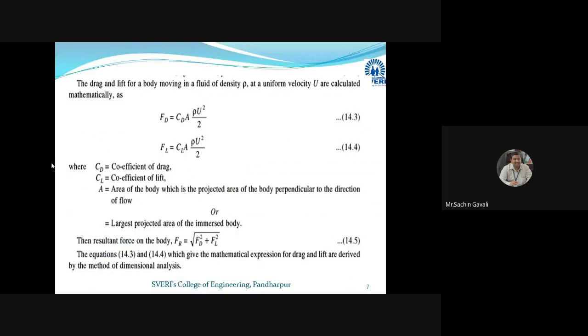Now, moving bodies. The drag and lift for an object on a moving body. Write the article: drag and lift force acting on moving bodies. This was related to stationary bodies. Now we are going to go for drag and lift force acting on moving bodies.